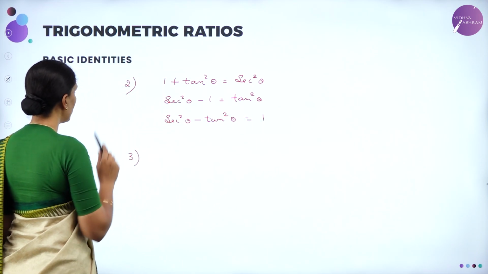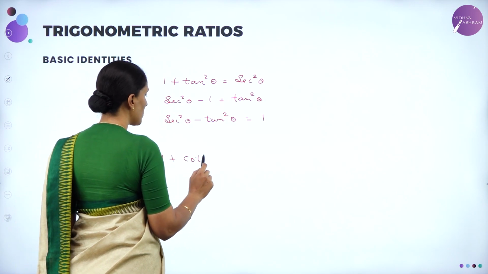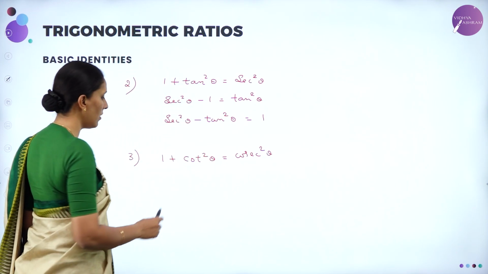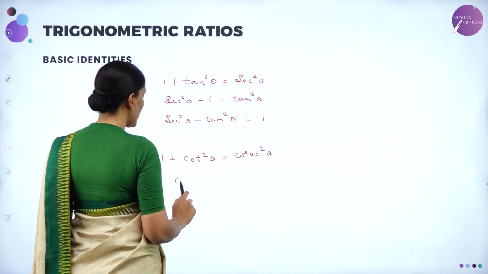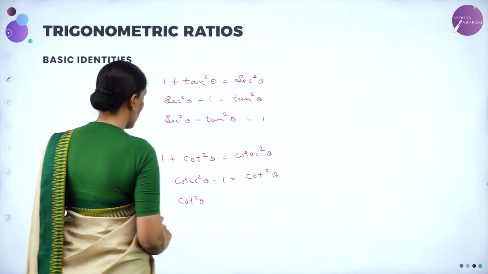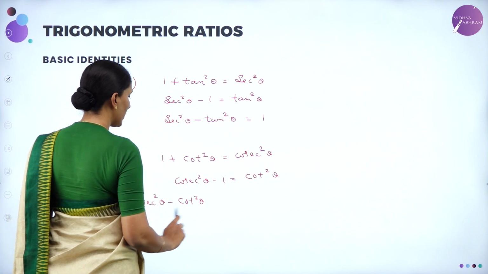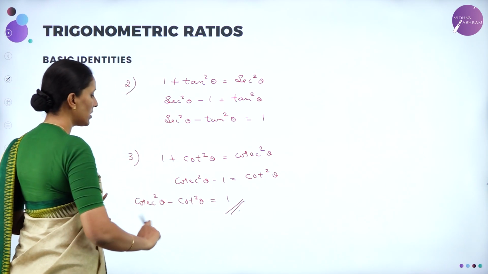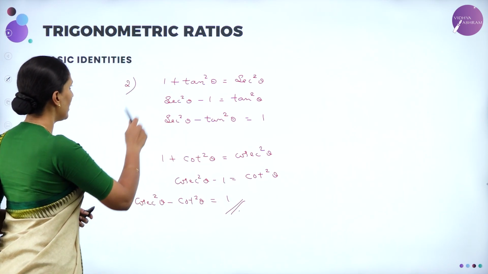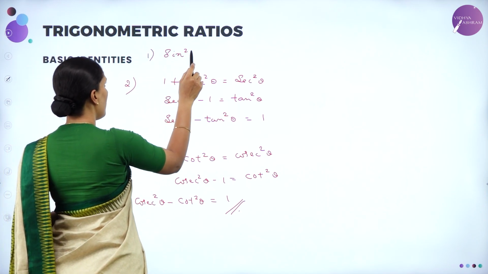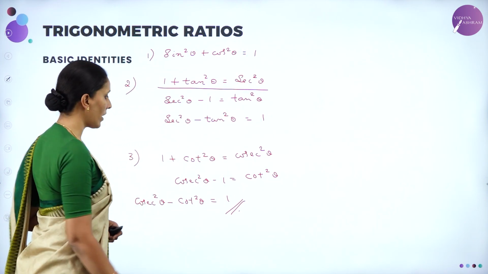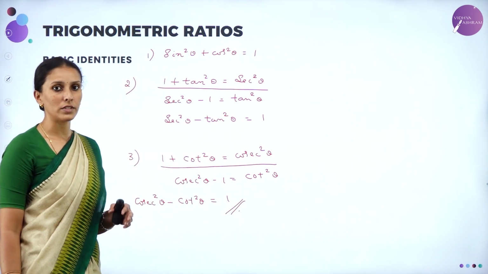Similarly, the very important third identity is 1 plus cot square theta is equal to cosecant square theta. We can prove this by using the triangle. Now this can also be interchanged as cosecant square theta minus 1 can be written as cot square theta, or cosecant square theta minus cot square theta can be written as 1. So just interchanging the right hand side and left hand side values, we can get the identities here. So the three basic identities are, the first one, sine square theta plus cos square theta is equal to 1. 1 plus tan square theta is equal to secant square theta. 1 plus cot square theta is equal to cosecant square theta.